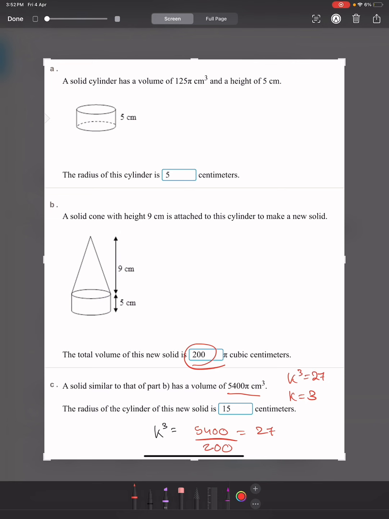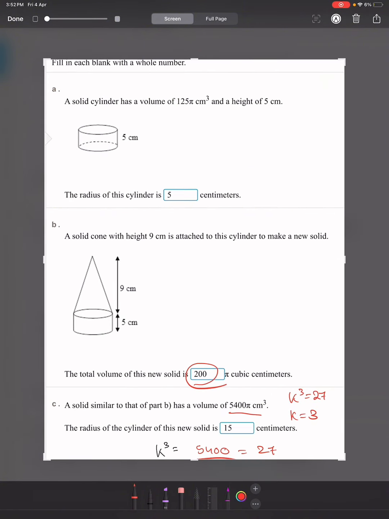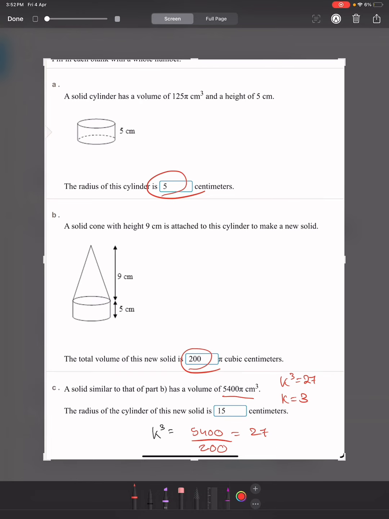Now this is the radius of, like, how can I explain it? You have to multiply this by the original radius, which is 5, to get the radius of the whole thing. So it's going to be 3 times 5, which is 15, and that's it.